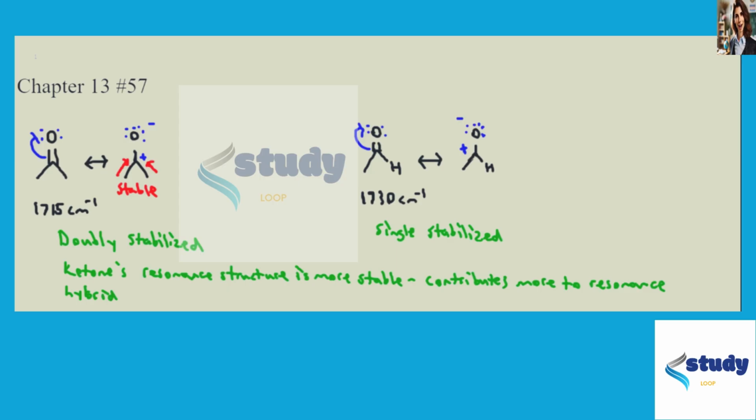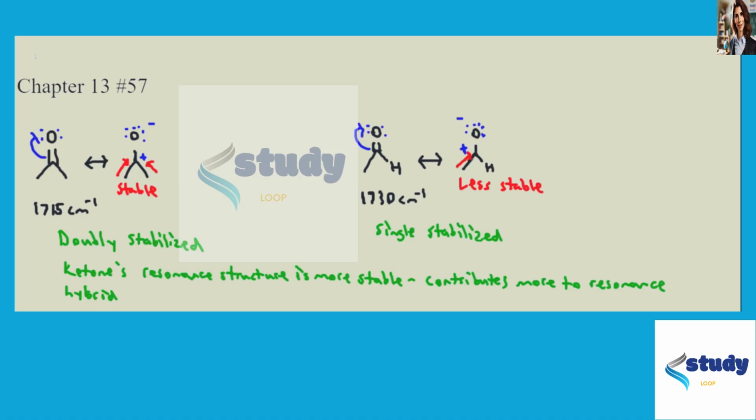So looking at the aldehyde, we only have one methyl group that's able to do that. The hydrogen can't do that. The one methyl group is able to donate electron density towards that positive charge. This is going to be less stable. We're comparing a more stable charge-separated resonance structure to a less stable charge-separated resonance structure. We expect the more stable resonance structure to contribute more to the resonance hybrid.